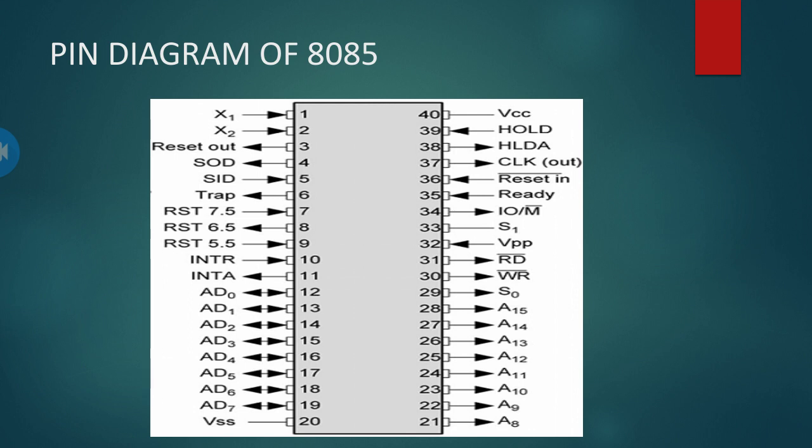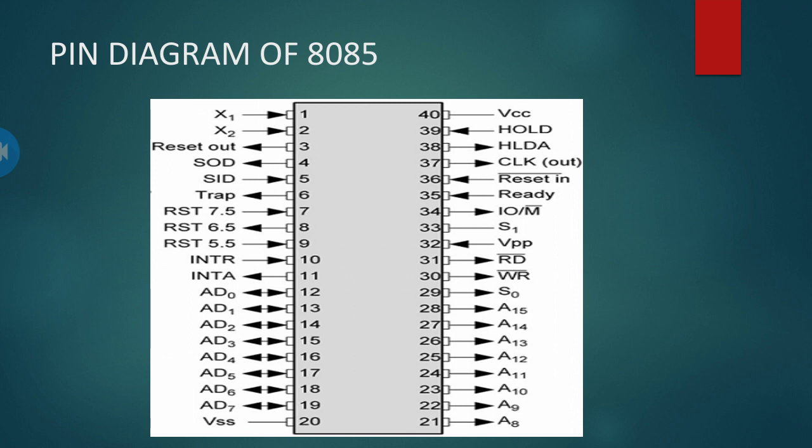And pin number 1 and 2, X1, X2. These pins are used to provide synchronization with the clock of the 8085. Reset out pin is used to reset all the input output devices. Serial input and serial output data are used to provide input and output in serial form, whereas TRAP, RST, INTR, INTA, these are all interrupt related pins.